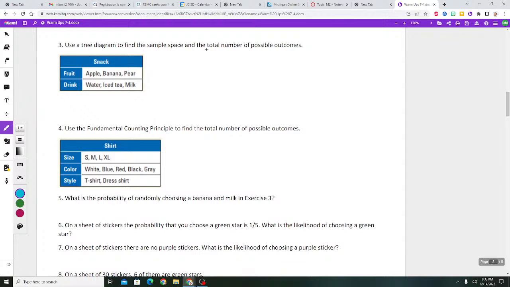Use a tree diagram to find the sample space and total number of possible outcomes. So we've got apple, banana, and pear. So that's A, B, and P. We then have 3 drinks. We have water, iced tea, and milk. We have water, iced tea, and milk. And we have water, iced tea, and milk. That makes 1, 2, 3, 4, 5, 6, 7, 8, 9 outcomes.